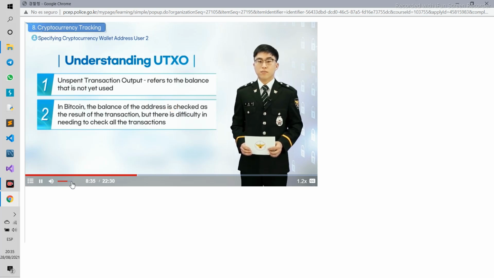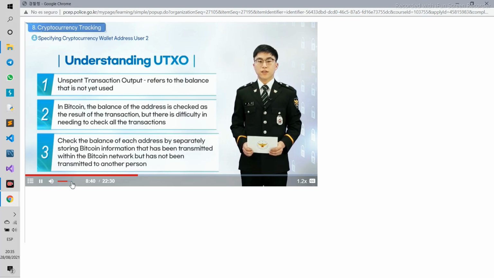UTXO was created to improve these shortcomings. In the Bitcoin network, Bitcoin that is stored and not sent to another person, that is, unspent Bitcoin, is separately stored so that when checking the Bitcoin balance of a specific Bitcoin address, it can search for the unused balance data. UTXO is to check the unused balance information.